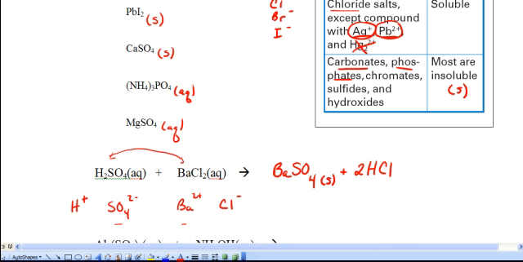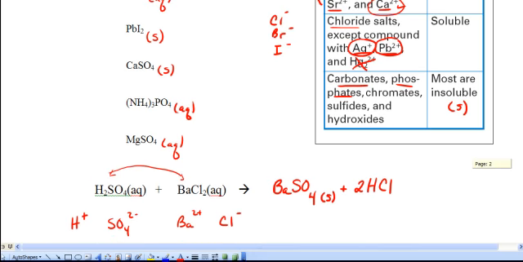The hydrogen chloride that forms, scrolling up just a little bit, chloride salts are generally soluble. There's no rule for the hydrogen, and so we're going to assume that this thing will be soluble, so we'll put an AQ behind it. And so now we've completed this reaction. We've predicted the products, we have also balanced the equation, and we've also double-checked the solubility rules.